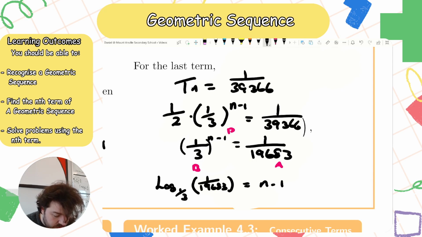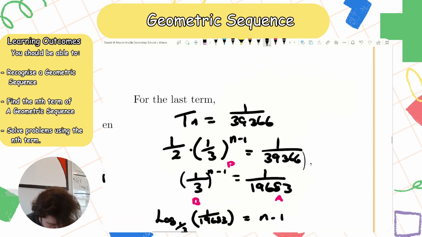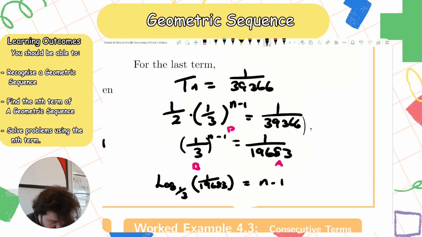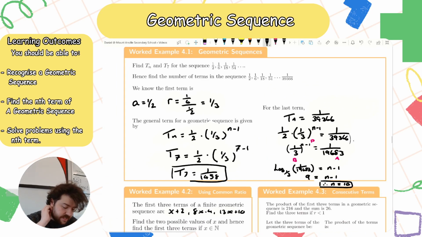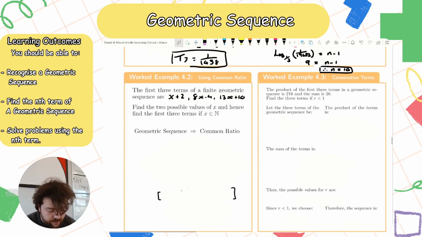My left hand side would be 9, so 9 is equal to n minus 1. Therefore, n is equal to 10. Bring over the 1 and add it. So that is 10 terms in that sequence. Let's look at some other problems here.